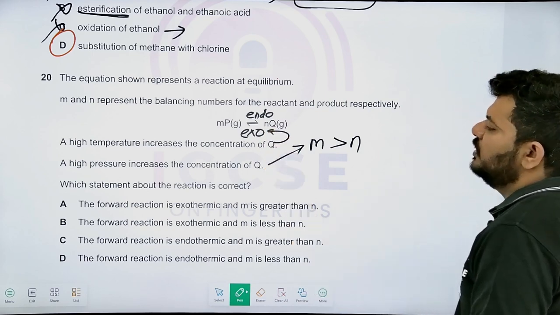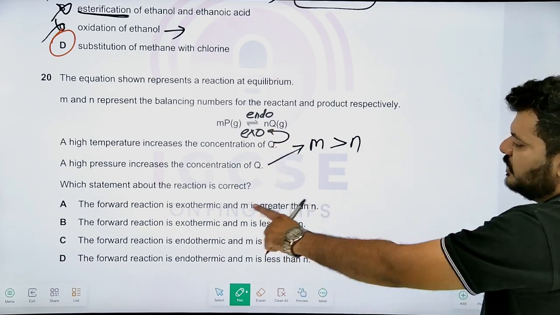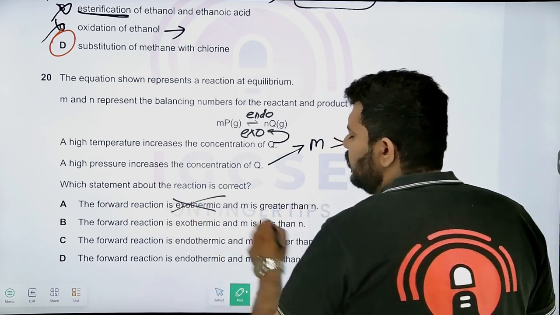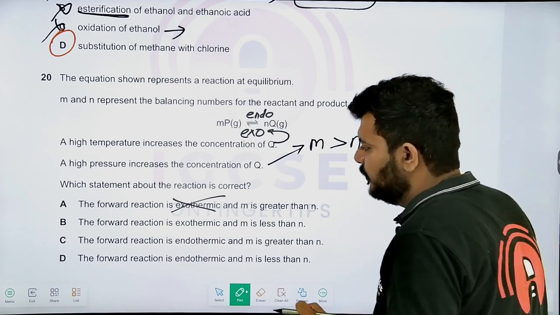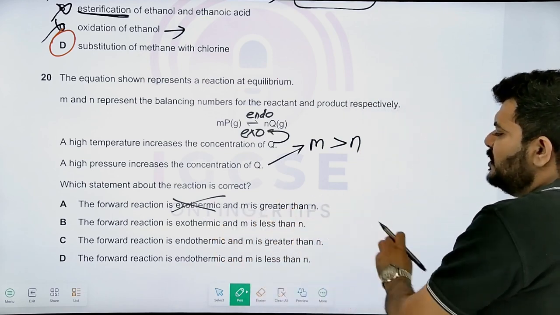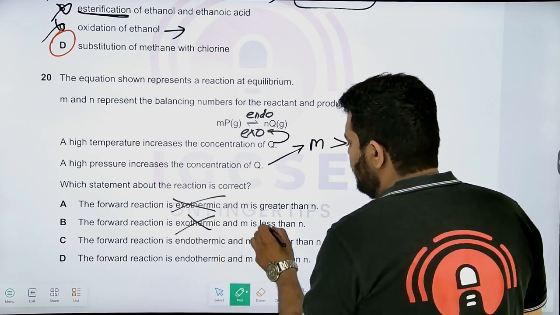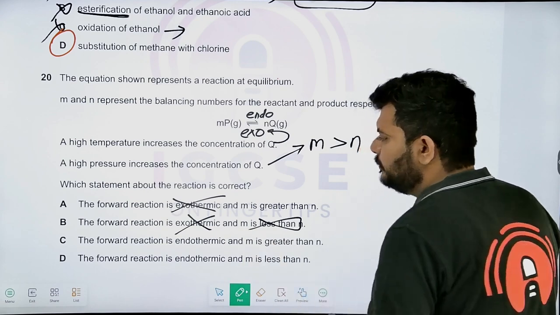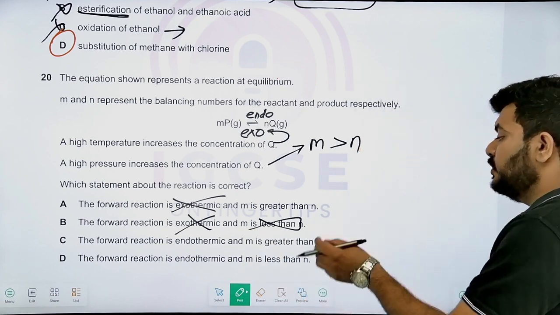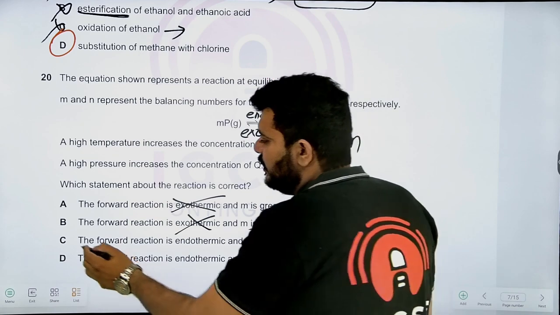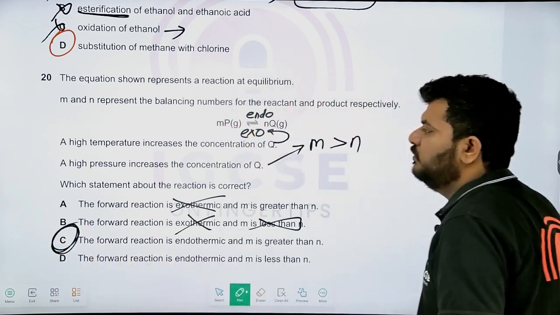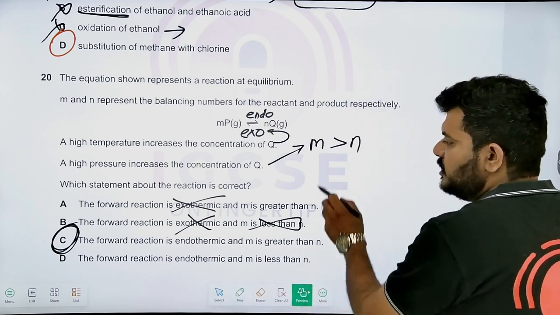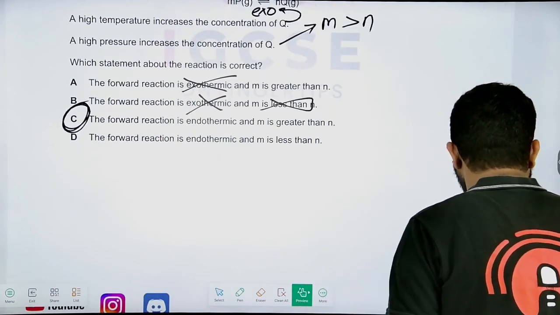Which statement about the reaction is correct? Forward reaction is exothermic and M is greater than N. See, the forward reaction is endothermic, so this part is incorrect. Forward reaction is exothermic and M is less than N. This is also incorrect. Forward reaction is endothermic and M is greater than N. This is what we have found out from our own deduction as well. So that is your answer, right? No more questions over here.